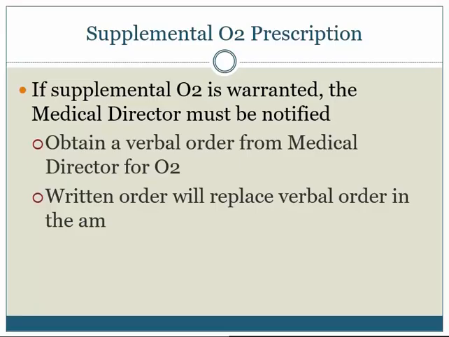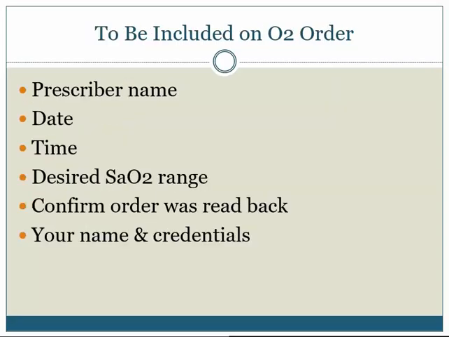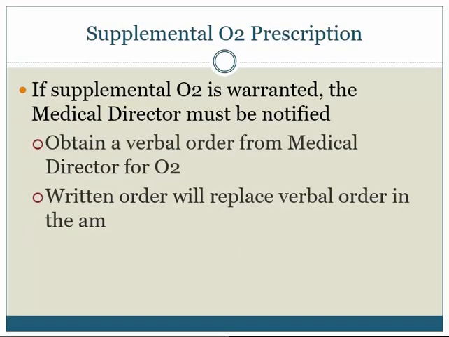So if supplemental oxygen is warranted, your medical director must be notified. You have to get a verbal order from your medical director for the supplemental oxygen. If you don't have an order in place at the start of the test, sometimes you are lucky, you'll walk in and you'll know the patient needs supplemental oxygen. You'll have the order ready to go. That never happens. So we need to call. We need to get a verbal order from the medical director, and they will replace your verbal order with a written one in the morning.